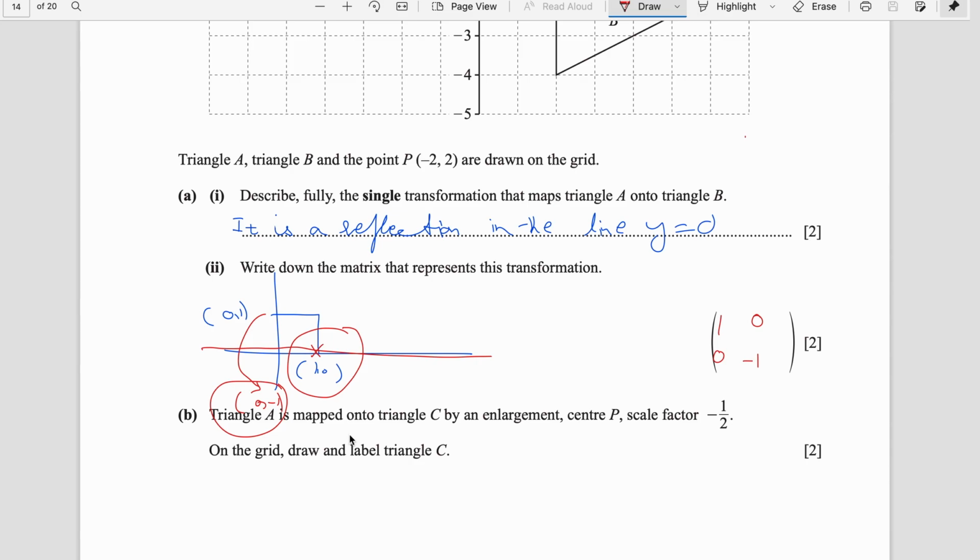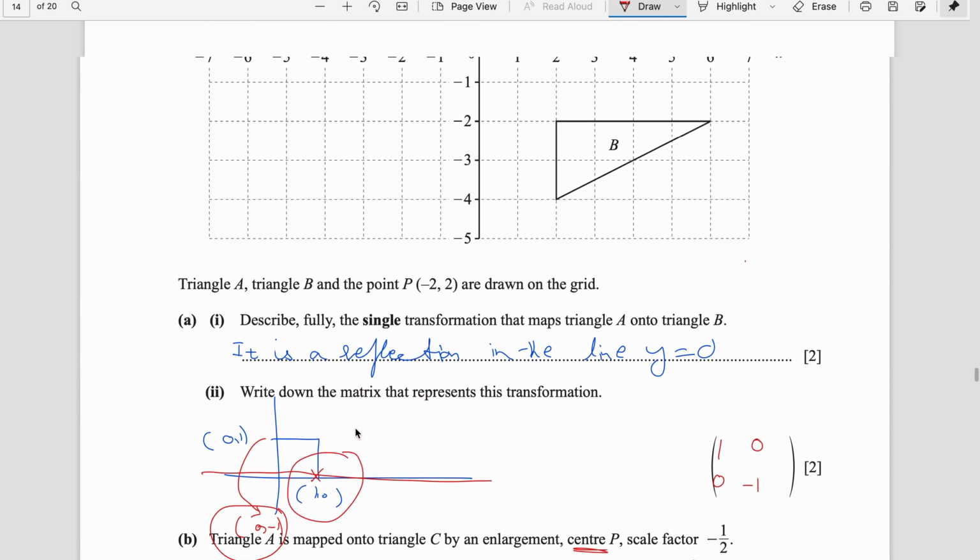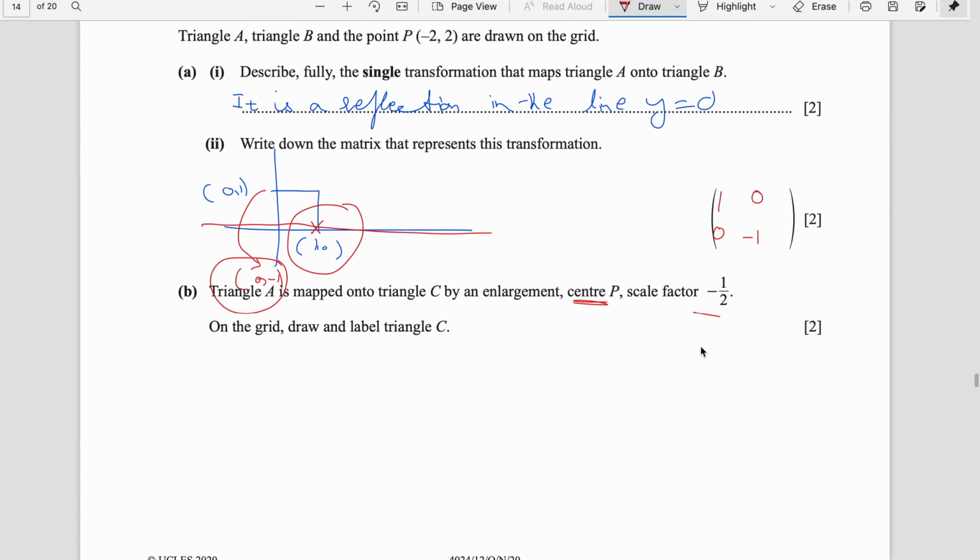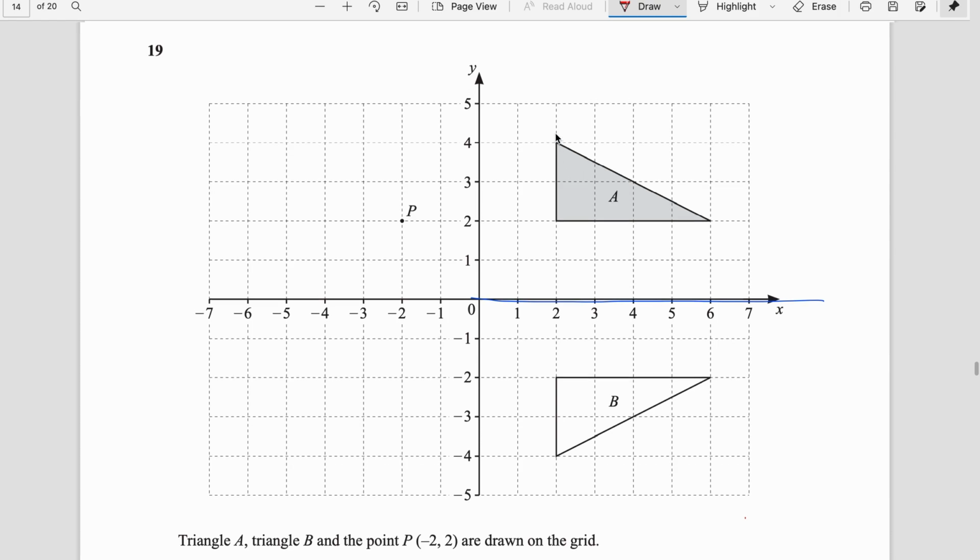Part B says the triangle is mapped onto triangle C by an enlargement. Scale center is 2 and scale factor is -1 by 2. So mapping A onto C, connect all these 3 points with the center and sketch the line. And please excuse this movement of the line. And scale factor half would mean this is 4 boxes, so you come 2 boxes on the other side.